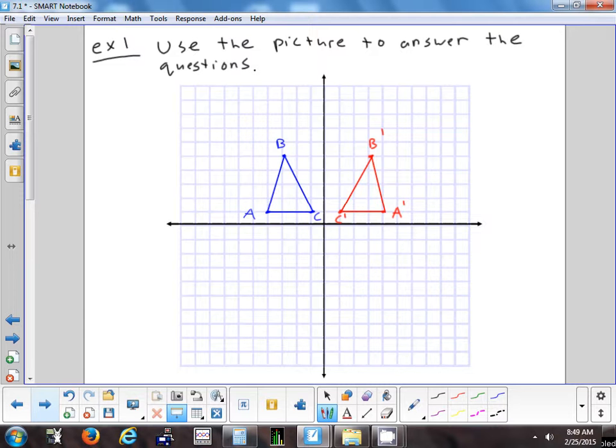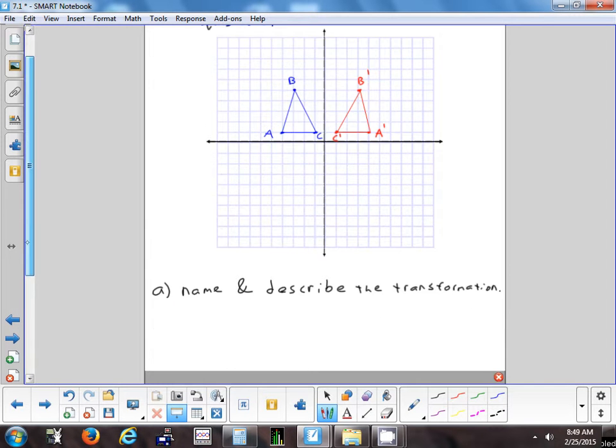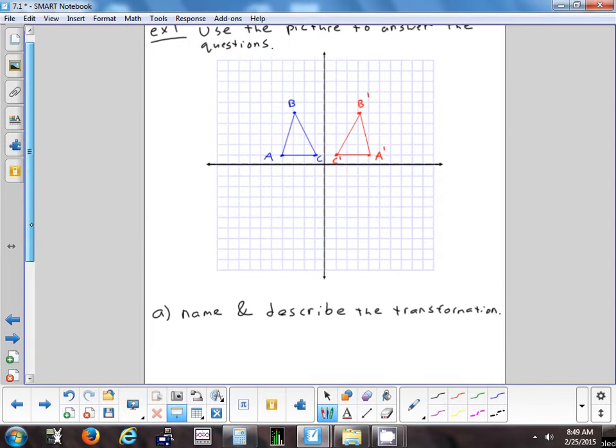All right, so there's a picture of a transformation. And they want us to describe what it is. So your choices are translation, rotation, or reflection. And then if we know which one it is, we'll try to describe how many units did it move, things like that.